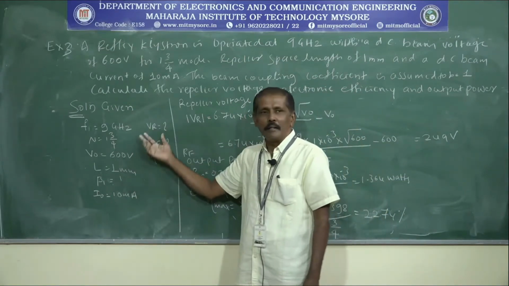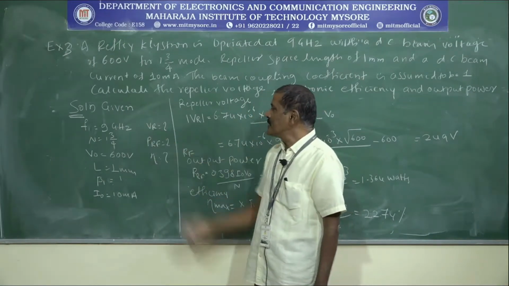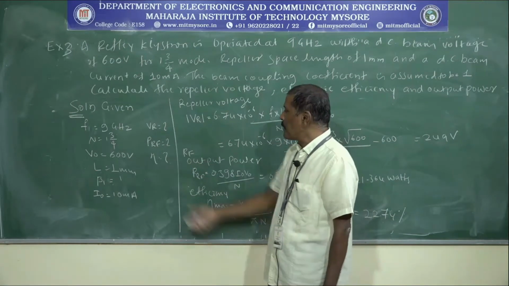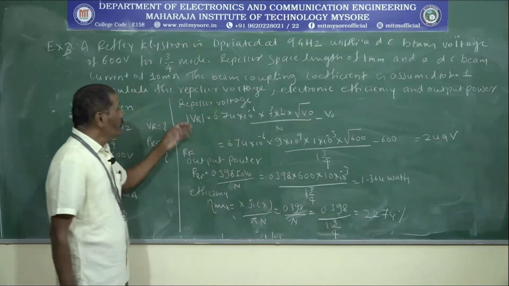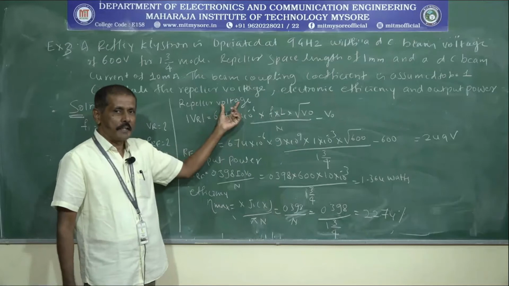These are the given values, and these are the 3 unknown values. One is the repeller voltage, one is the maximum RF output power, and another one is the efficiency. Now, first let us calculate this particular unknown parameter, that is the repeller voltage.